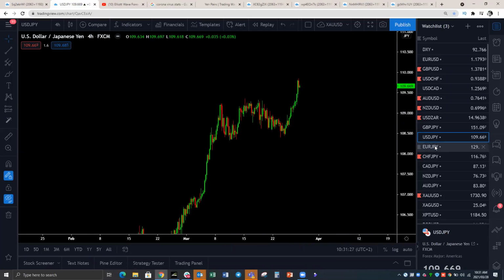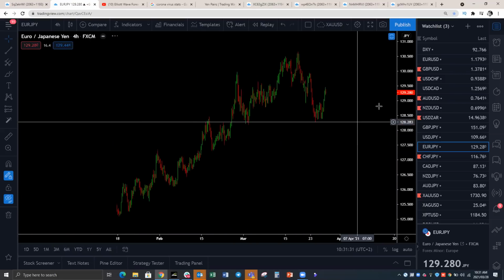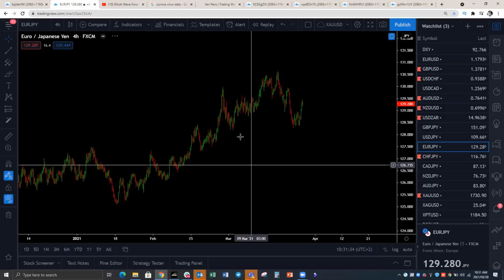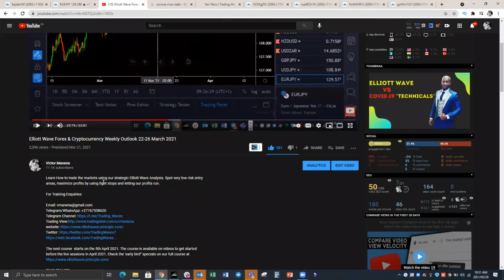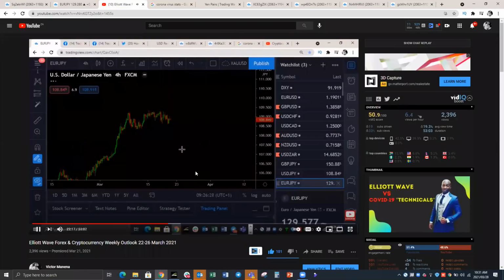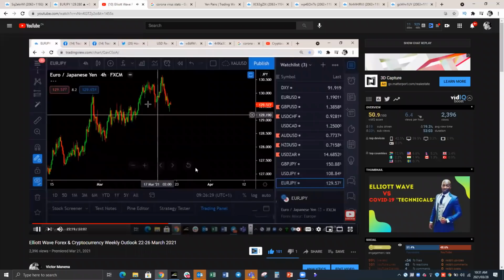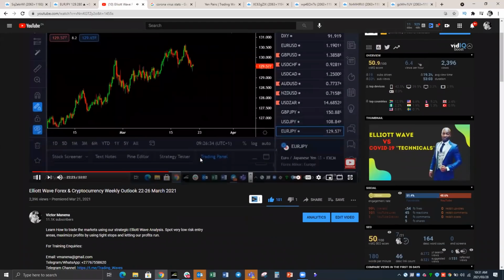Let's go to euro yen. Euro yen looking very interesting. Again, I'm going to go to the video last week so you can see the power of wave analysis. So I want you to see how powerful this is, how we see this before and how it's actually traded. So this is euro yen last week's video. So that's why we've got the timestamps for you, so you can go and check how we forecasted this.